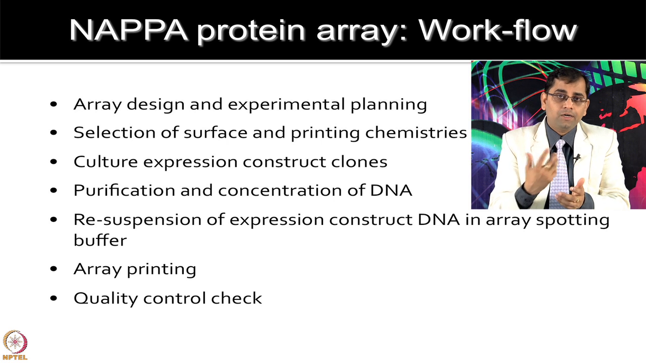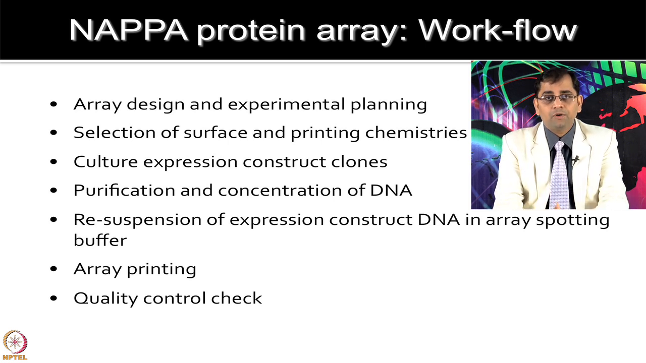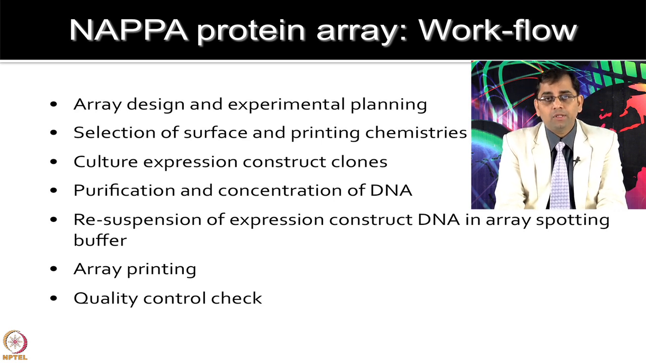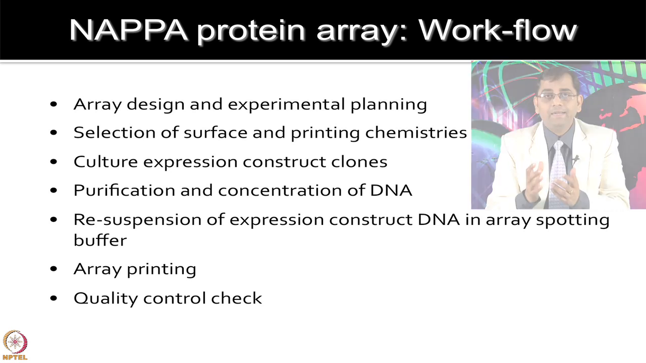Once you are ready, you can start doing the high throughput printing for a large number of slides with all the genes of interest. And then the next step involves the quality control checks to make sure that you are going to work on the right type of slides. So, let me take you through some of these steps briefly.